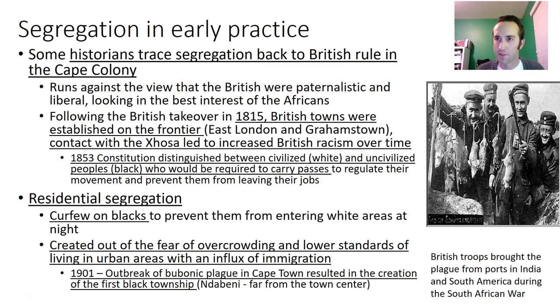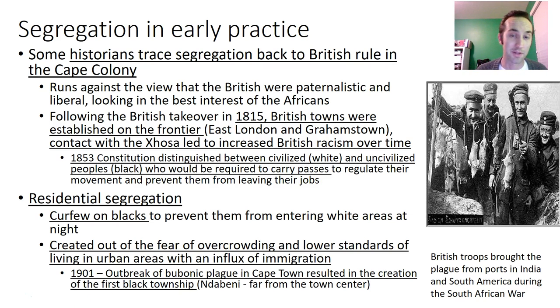One case that really pushes forward and solidifies this idea is in 1901, the outbreak of plague shows up in Cape Town, and this results in the creation of the first black township. And so they blame the plague on black people, and so they create the town of Ndabani, which is this specifically black town on the edge of the city, and this will segregate them over there. They can still come in the city to work, but when they go home on the edge.